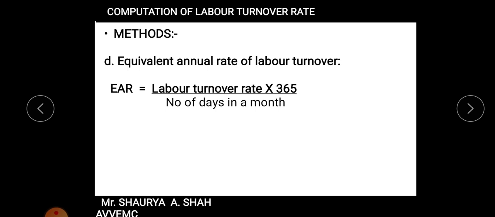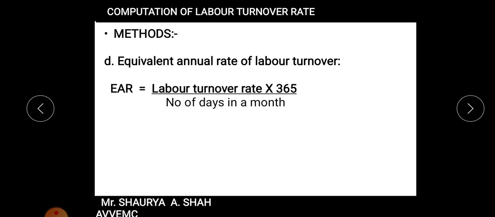Suppose we have calculated in months. If in a month it is 10%, what will be the rate for the entire year? So you take whatever labor turnover rate you are getting, into 365 divided by the number of days in a month. You just need to remember the formula. There is no theory for this part, but when you solve sums it will be very clear to you all. So remember the formula, students, and then we can use it in the practical sums.